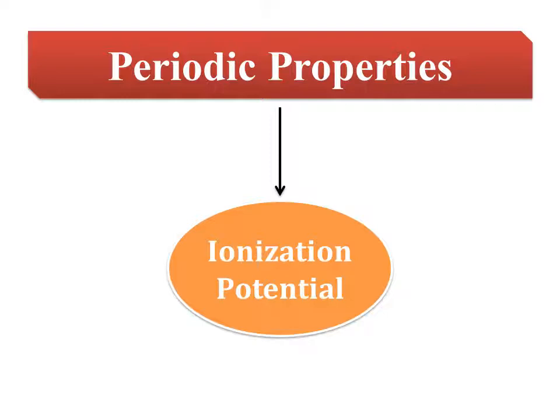Over here, periodic properties are represented by one arrow. That's basically for today's purpose: today's discussion is based on ionization potential, and for that reason only one arrow is given. Don't be confused by this point. The first question that obviously arises is, what is ionization potential?